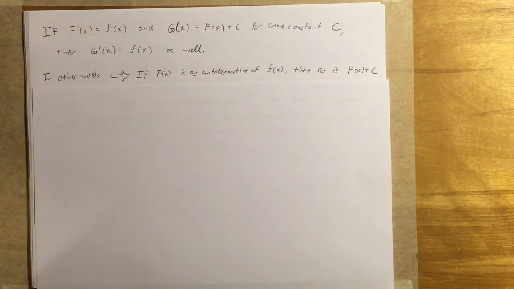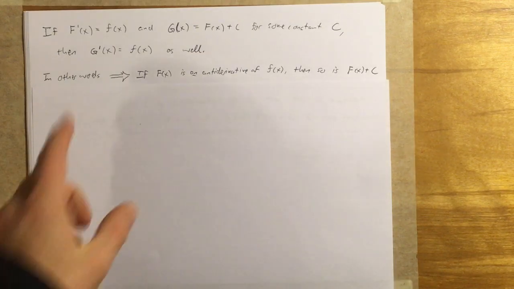Okay, so now that I've established the simple idea of an antiderivative, just a function whose derivative equals the one that you started with, let's examine the idea that the antiderivative is not unique, that there could be more than one different antiderivative. So far, here's what we've learned.